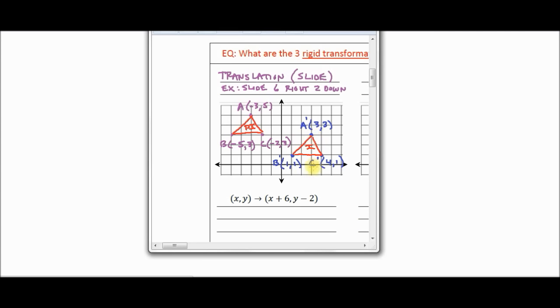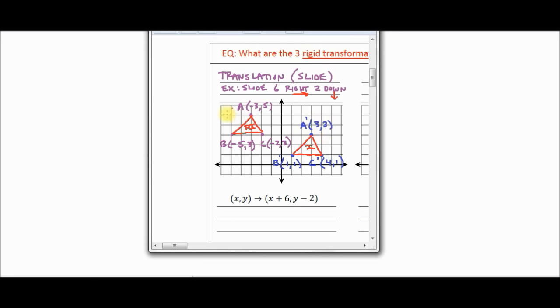So pre-image and image. Okay, now we learned something else last year, and that's called transformation notation. If you look at this example of sliding this pre-image 6 units to the right and 2 units down, you can actually write this in transformation notation. If we take the original coordinate x, y, we translate it to x plus 6. There's our movement 6 units right. And then y is going to have 2 subtracted from it, that's our 2 units down. So we can actually use transformation notation to find these points.